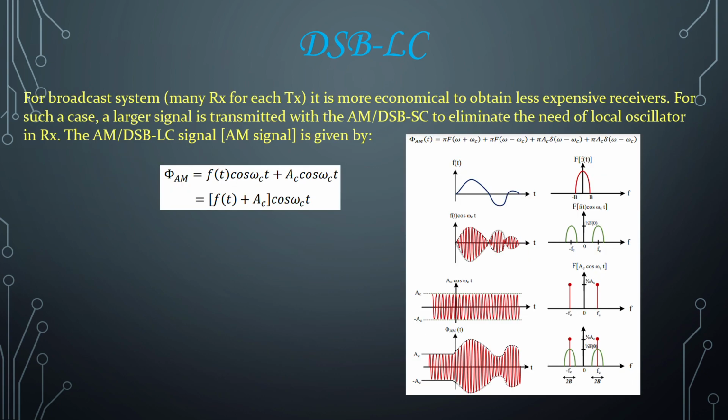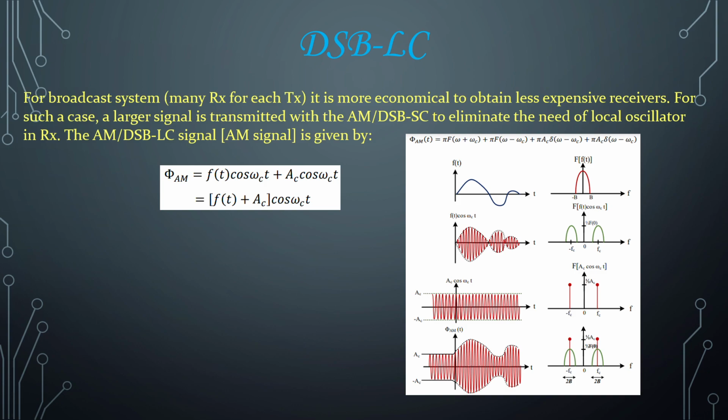So now we come to another important part of SSB, which is DSB-LC, or double sideband large carrier. For a broadcast system, with many RX for each TX, it is more economical to obtain less expensive receivers. For such a case, a large carrier signal is transmitted with the AM DSB-LC to eliminate the need for a local oscillator in the RX.